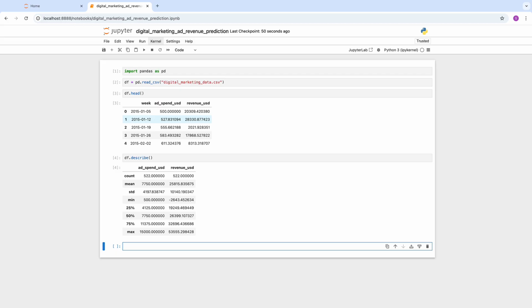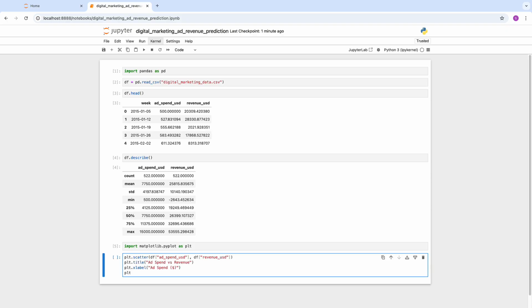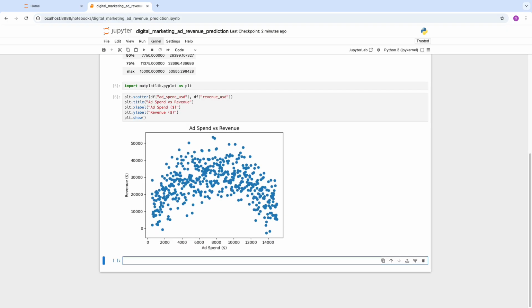To really understand the relationship between ad spend and revenue, let's plot them on a scatter plot. On the x-axis, we have the weekly ad spend, and on the y-axis, we have the revenue that came back in that week. Each point here represents one week of data. What's interesting is that this does not look like a straight-line relationship, right? Revenue goes up as the ad spend increases, but beyond a certain point, it starts to dip back down. This suggests that just throwing more money into ads does not guarantee higher revenue. In fact, after a certain level, the returns start to diminish.